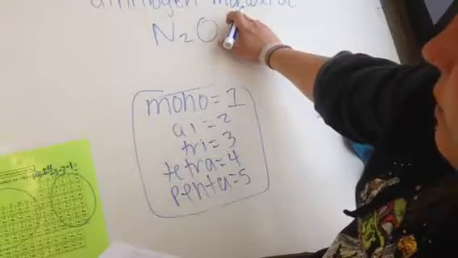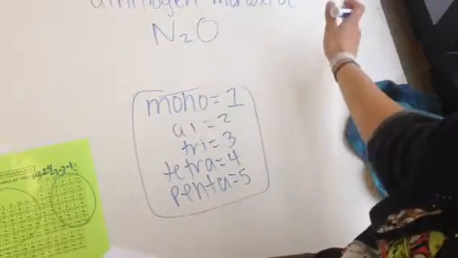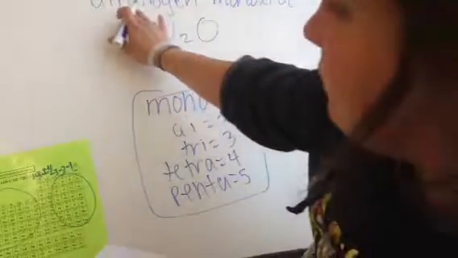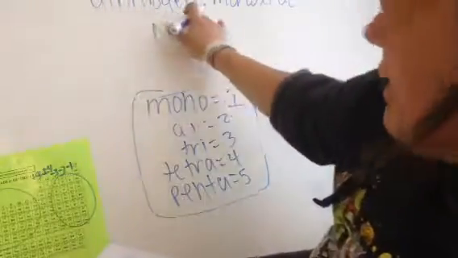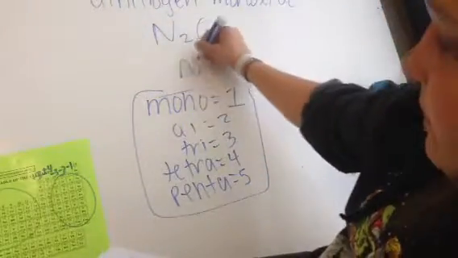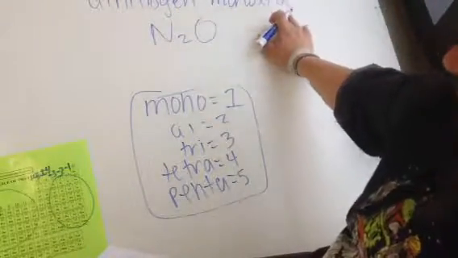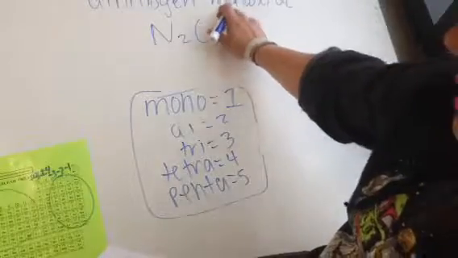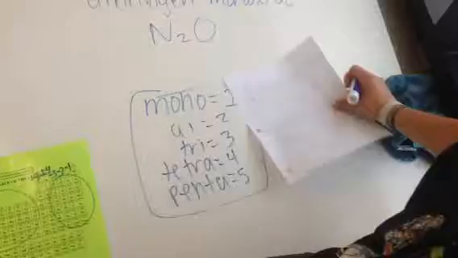Now the prefix for 1, mono, it only needs to be used on the second element. For example, you would never say mononitrogen oxide. If the subscript is 1 on the first element, you just leave it as nitrogen monoxide. That would be nitrogen monoxide. But on the second element, you always need a prefix. So if the subscript is 1 on the second element, that becomes mono. So that's why dinitrogen monoxide is N2O. And that's all.